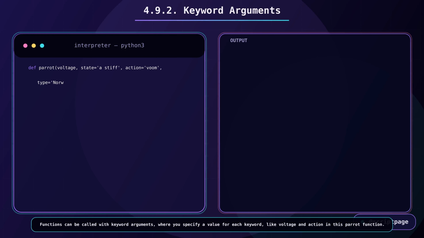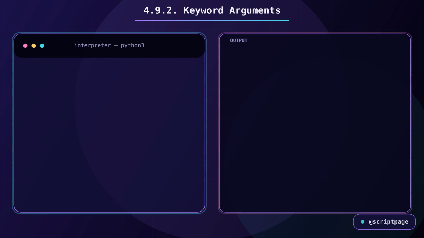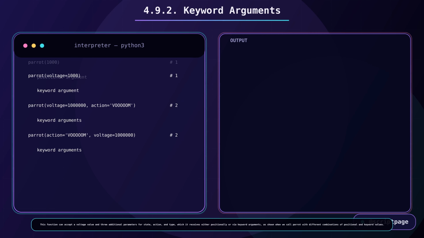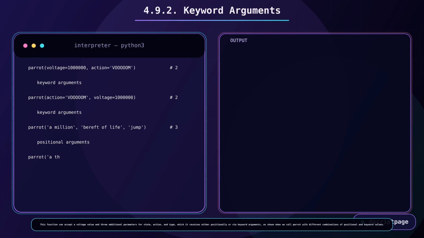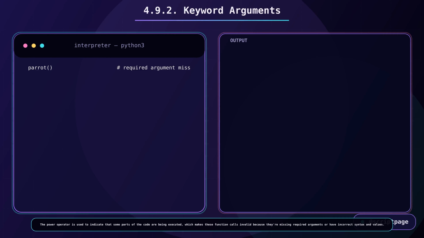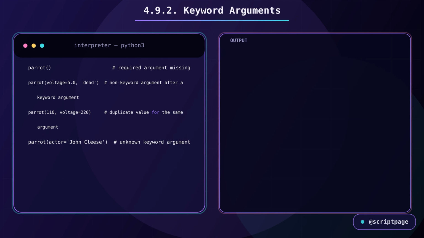Functions can be called with keyword arguments, where you specify a value for each keyword, like voltage and action in this parrot function. This function can accept a voltage value and 3 additional parameters for state, action, and type, which it receives either positionally or via keyword arguments, as shown when we call parrot with different combinations of positional and keyword values. Some of these function calls are invalid because they're missing required arguments or have incorrect syntax and values.